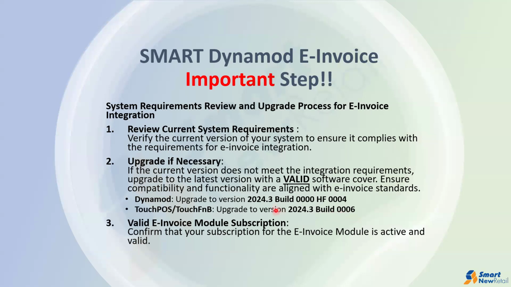For the Dynamod version, you can view it on the login screen, or after you log in, you look at the application title at your top left, where it should mention the version you're currently using. For the POS, you can only view it on the login screen below the number pad. If your Dynamod or Touch version is not at least 2024.3, and you know how to update the version yourself, you can proceed. If you don't know, you can contact the help desk to arrange a schedule for them to help you with the update.